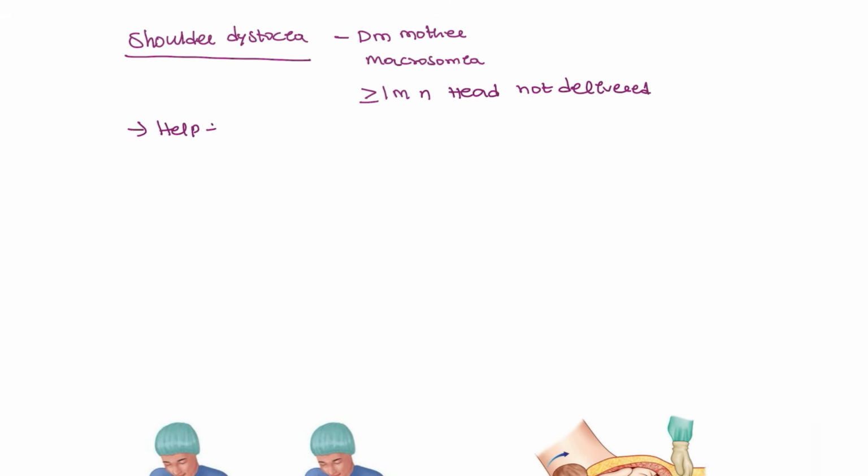Shoulder dystocia is seen most commonly in diabetic mothers and in macrosomia patients. When the head is delivered but the shoulders are not delivered for more than 1 minute, we consider this patient as shoulder dystocia. How are we going to proceed? First, call for help, and we still have to proceed with vaginal delivery only.